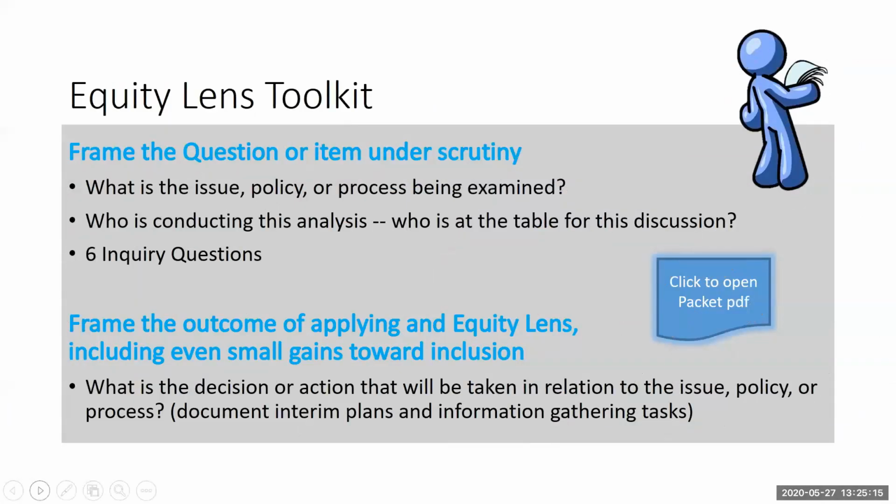Equity Lens Toolkit. We begin with frame the question or item under scrutiny. What is the issue, policy, or process being examined? Who is conducting this analysis? Who is at the table for this discussion? And we include 6 inquiry questions.